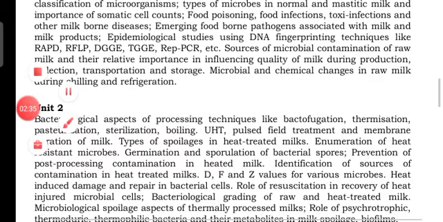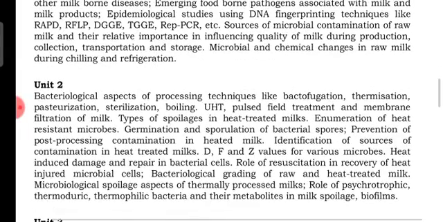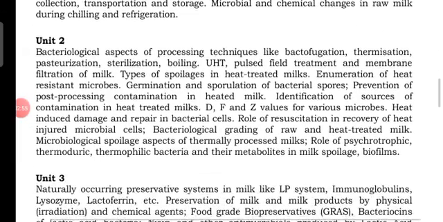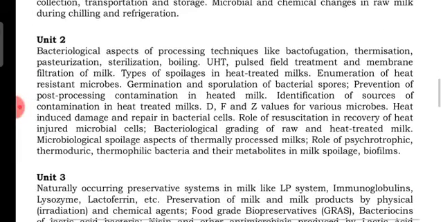role of resuscitation and recovery of heat injured microbial cells; bacteriological grading of raw and heat treated milk; microbiological spoilage aspects of thermally processed milk; role of psychrotrophic, thermoduric, thermophilic bacteria and their metabolites in milk spoilage; biofilm.